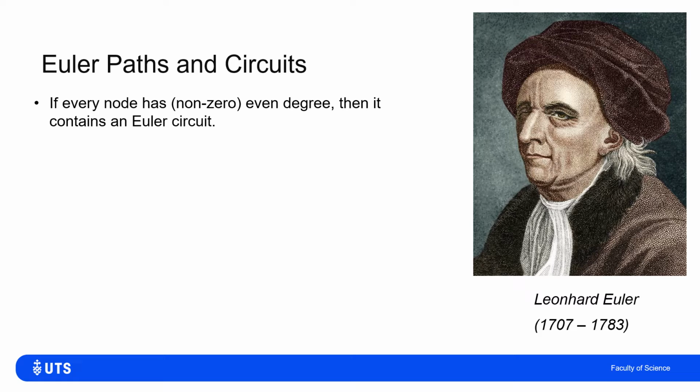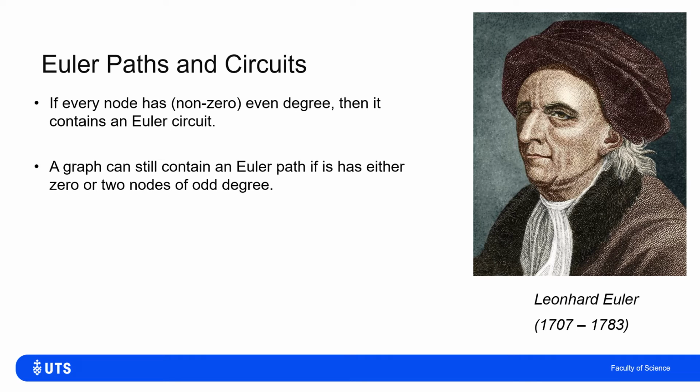So if every node has non-zero even degree, so if it has 0 degree, it's disconnected, then there will be an Euler circuit in the graph. That doesn't rule out it containing an Euler path if there are either 0 nodes of odd degree or exactly 2 nodes of odd degree, and those could be at the start and end of this path.